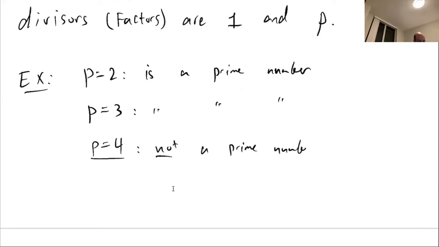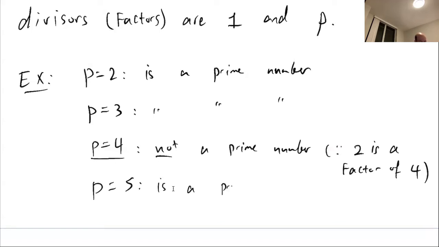Why? Because 2 is a factor of 4, right? So if a number has a factor other than 1 and the number itself, then the number is not prime. So for p equals 4, 2 is a factor and 2 is not 1 and not the number itself. So that means 4 is not a prime number. P equals 5 is a prime number.